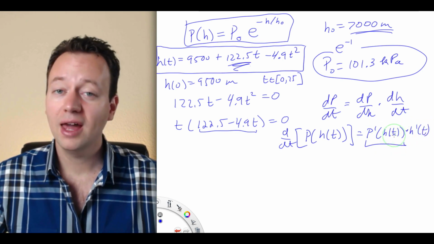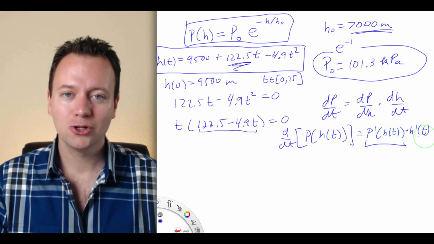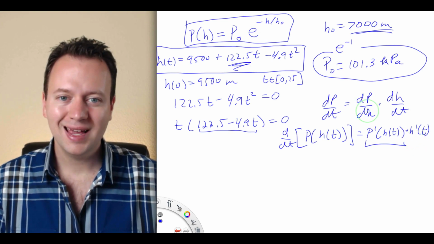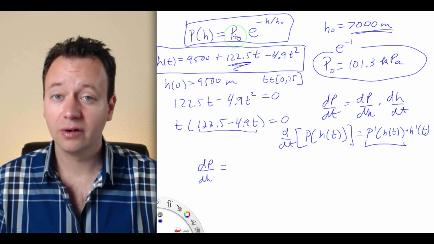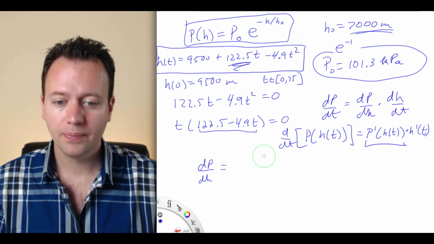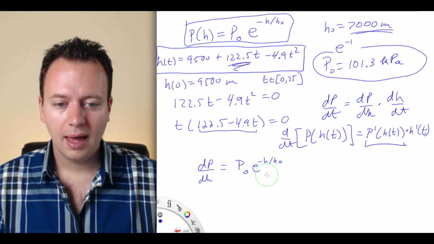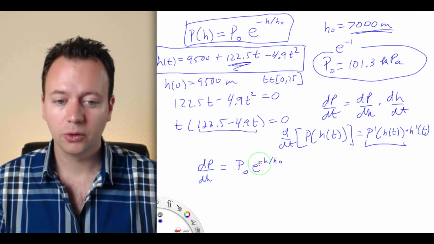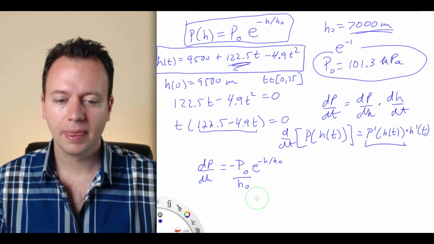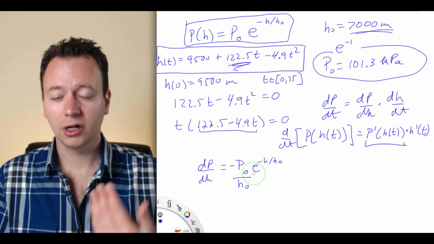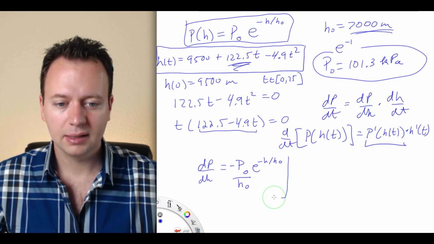So p prime of h of t, since h is the independent variable for this p function, this is dp dh times dh dt. So dp dh is, we just take the derivative of p0 e to the minus h over h0. But it's an exponential function, so we rewrite it, and then we multiply by the derivative of the exponent. So the derivative of minus h over h0 is minus 1 over h0. Right? Because minus 1 over h0 is just a constant times the variable h. So dp dh is equal to this.